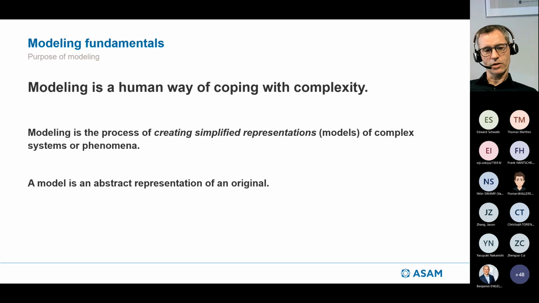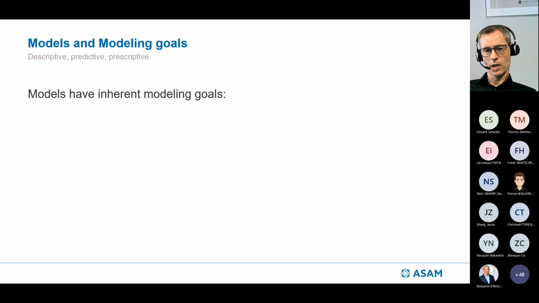And reality is really something that people can feel very different about. So I prefer to use "original" here, which means that the model also represents something other, which we then call an original. Let's talk about modeling goals. That's what we are seeing in many models: models already have inherent modeling goals, which means that you cannot cleanly separate models from the goals of the model.